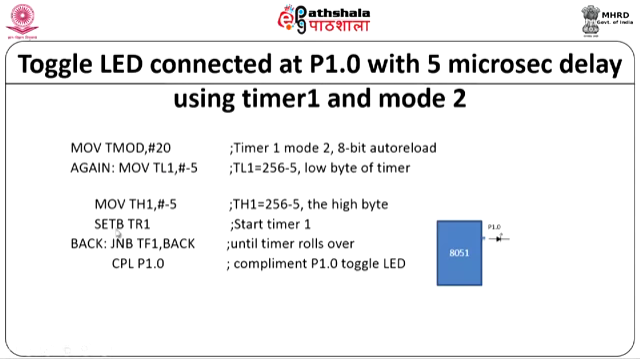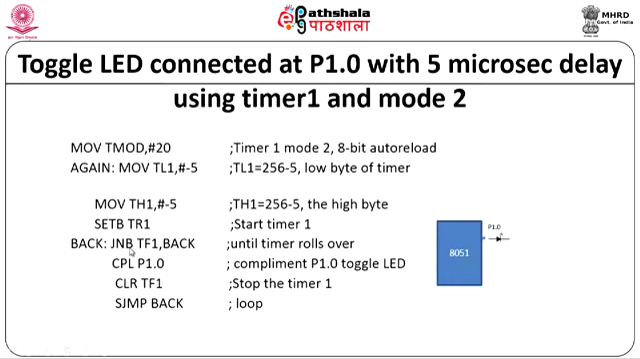This is the initial setup, then I start it. SETB TR1 will start Timer 1. Now, back: JNB TF1, back. It looks at whether TF1 is equal to 1 or not, and till then it loops over here. Once it gets an overflow, it comes to CPL P1.0. CPL P1.0 means if it is already 1 it goes to 0, and if it is 0 it goes to 1. Then it clears TF1 and goes back to this label, back.